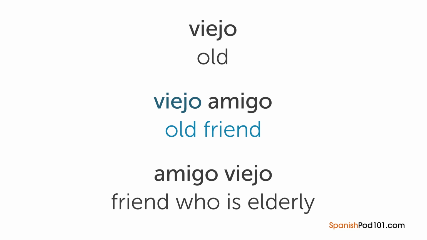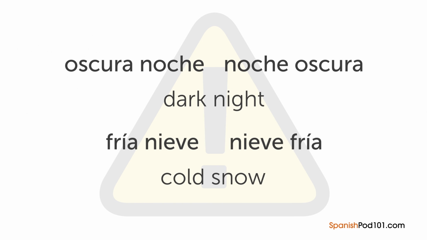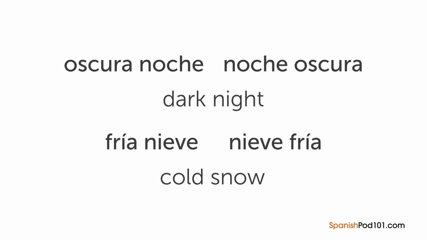In this case, viejo represents the length of time the speaker has been friends with that person. The same way you could say old friend in English. However, if you were to reverse the phrase and say amigo viejo, then you would be literally talking about a friend who is elderly.